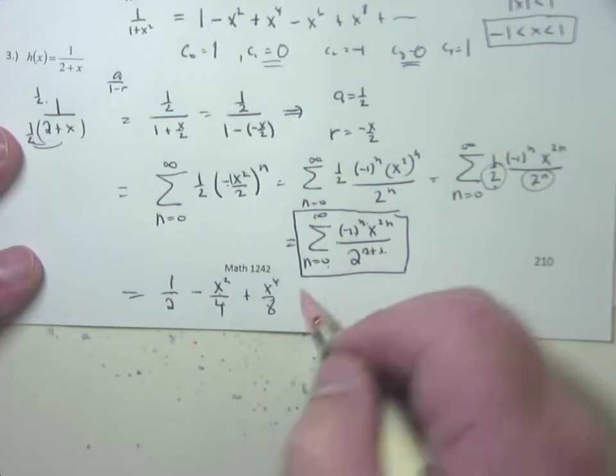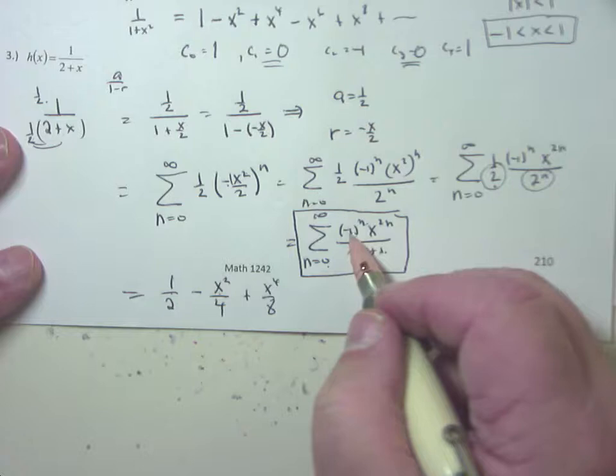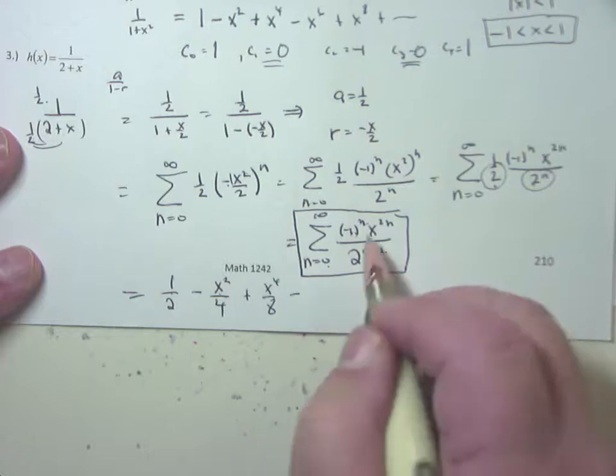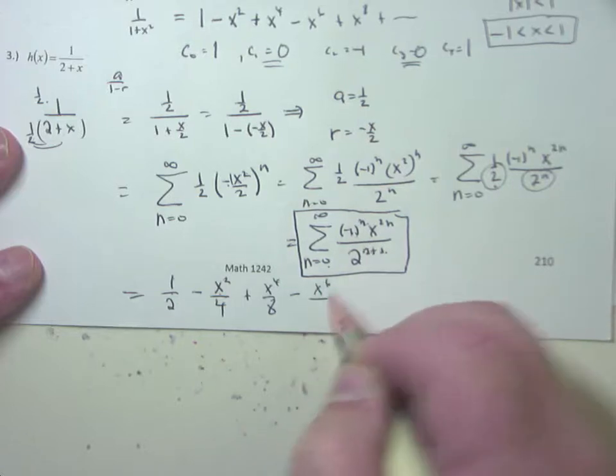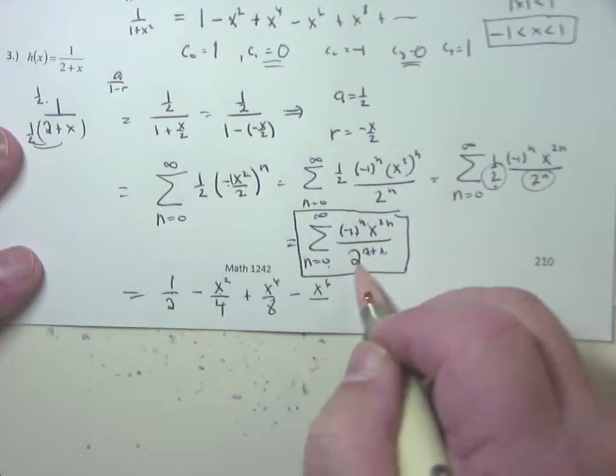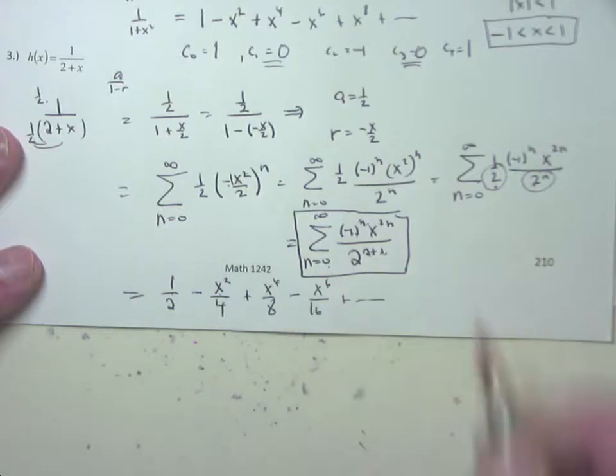Let's do one more. That'll be plug in 3. Negative 1 cubed is back to negative. 2 times 3 is 6, x to the 6th over 3 plus 1 is 4, 2 to the 4th is 16, plus dot, dot, dot.